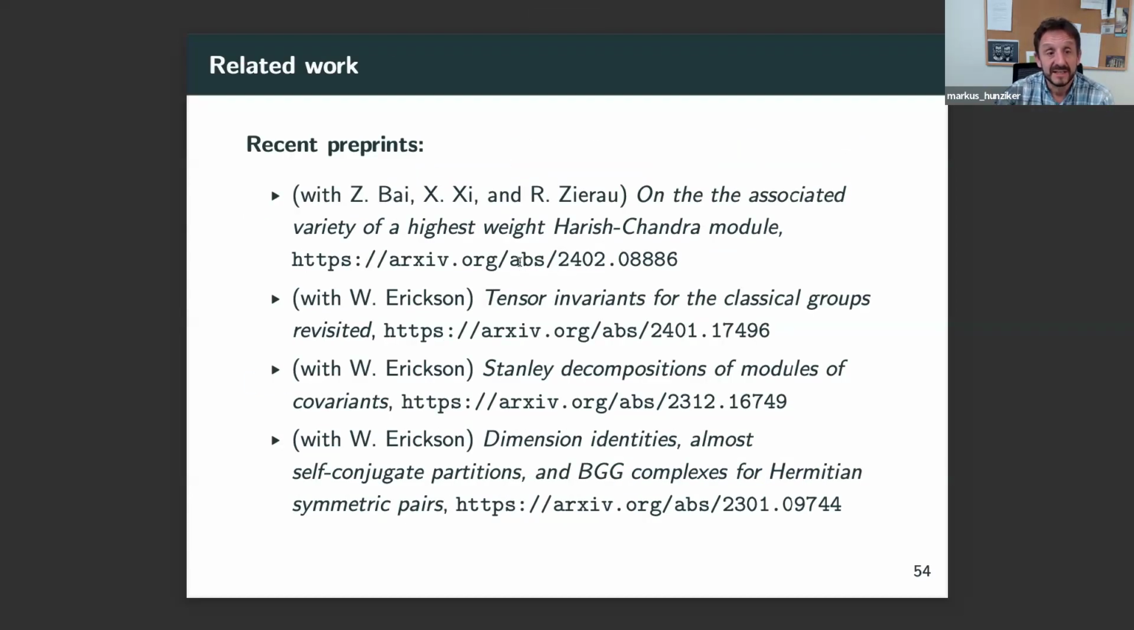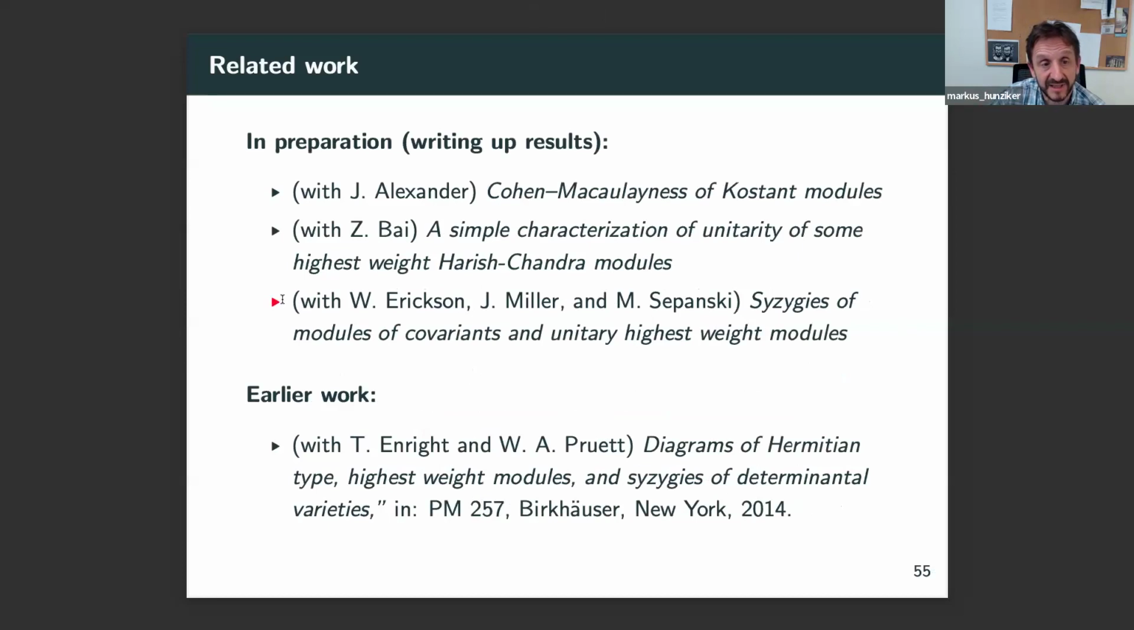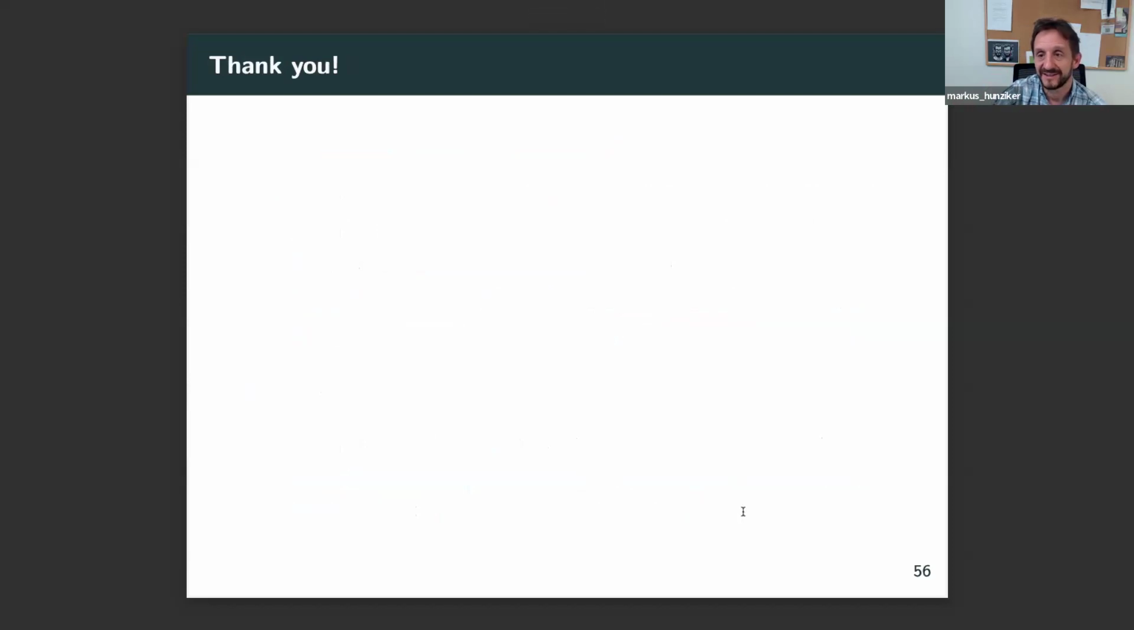So this is related to some recent preprints. Most of this is work with Erickson. What I talked about today is something that's still under construction, but this will be this big paper with Erickson, a former student of mine, John Miller, and Mark Sapansky. Diagrams of this type I introduced earlier in 2014. This is actually an outgrowth of some lectures I gave at UGA in 2010, which was the first time I introduced these diagrams. But this developed a lot more, and I can now calculate pretty much everything in classical invariant theory using these diagrams. So that's all I had to say.